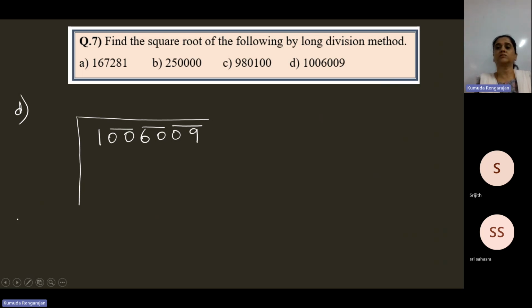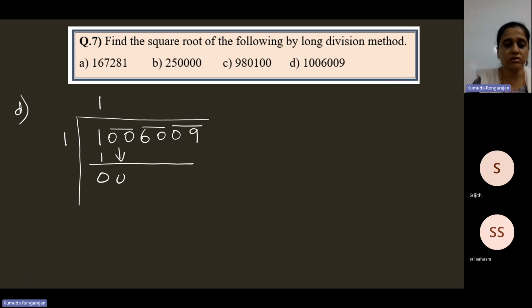Do this and share your answer. Finished? Okay. Let's do it together then. Have you paired the digits correctly from behind? 096000, and 1 stands alone. So 1 into 1, 1. Remainder 0. Next pair comes down. Double the quotient. 0, 0.